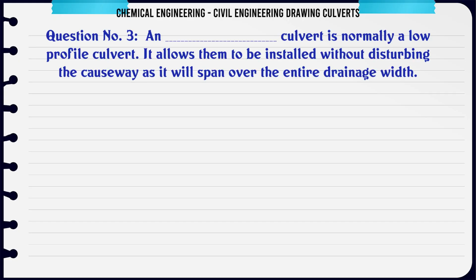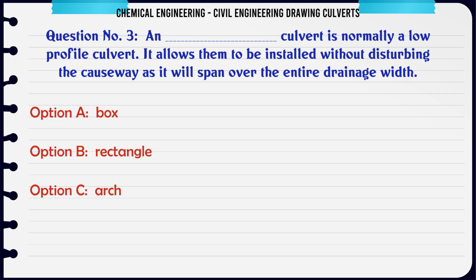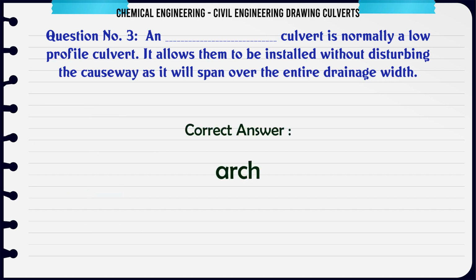An arch culvert is normally a low-profile culvert. It allows them to be installed without disturbing the causeway, as it will span over the entire drainage width. A. Box. B. Rectangle. C. Arch. D. Circular. The correct answer is arch.